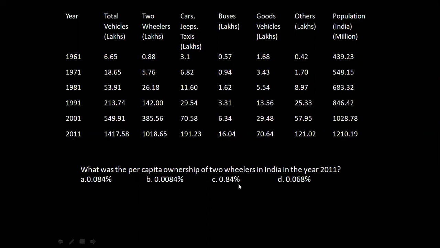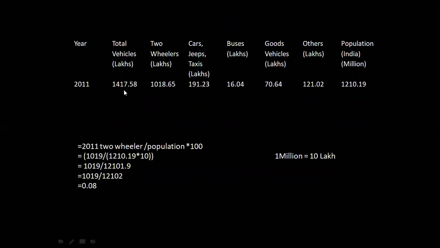But what are the decimal points you have to check on, right? So let's look into the question. We have to take the two-wheelers data and the population. But the difference between the vehicles and the population is that vehicles are given in lakhs, but the population is given in millions. Remember, 1 million equals 10 lakh. So in order to make it the same number system, we have taken the number of two-wheelers.